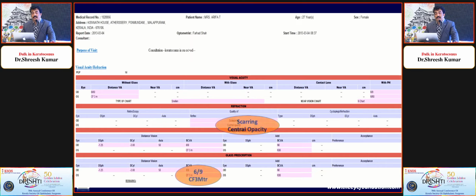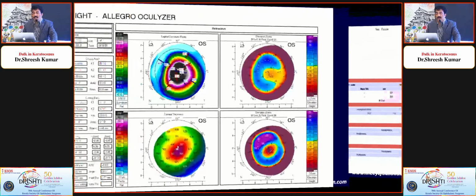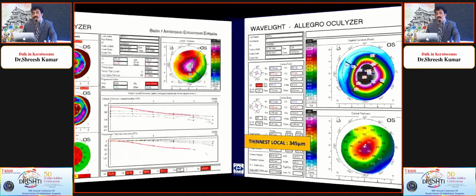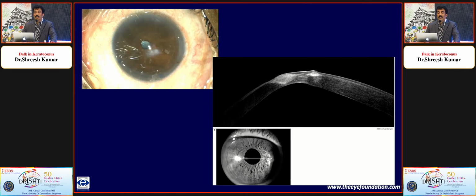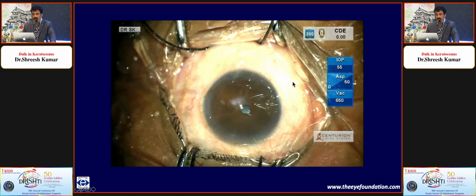A case: the patient has counting fingers at 3 meters with central corneal scarring, and this is the topography. And this is the anterior segment OCT. You can see the highly curved cornea. It's around 70 diopters, and you have a scarring extending up to deeper layers of stroma.